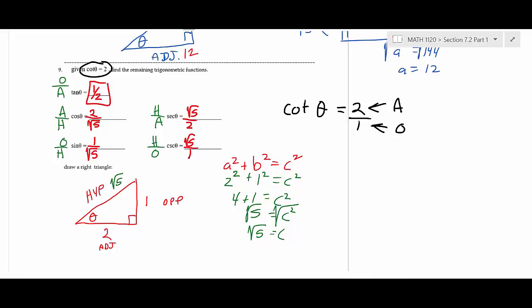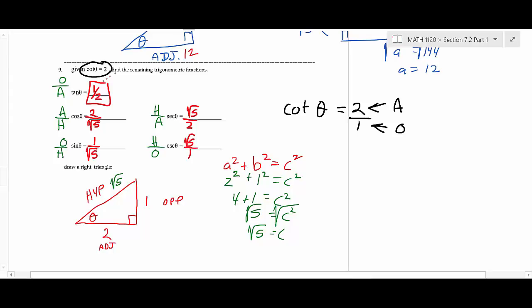Radical 5 over 5. And how about the cosecant? Radical 5 over 1, or just radical 5. Okay, so once you get that C, then you'll do that. I didn't rationalize the denominator on these, but since this thing pops back up here, I'll do that.